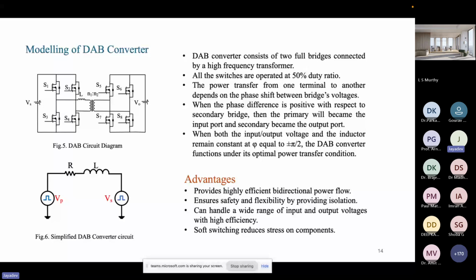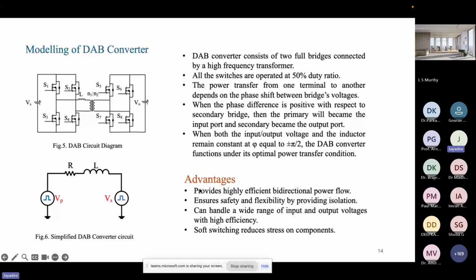If you simplify this circuit, figure 5 will simplify, then figure 6 will represent the exact equivalent circuit of the DAB converter, where you will see two sources connected through an inductor only. So the phase shift between the two sources will control the power level, how much power you want to transfer. That is decided only by the phase shift.